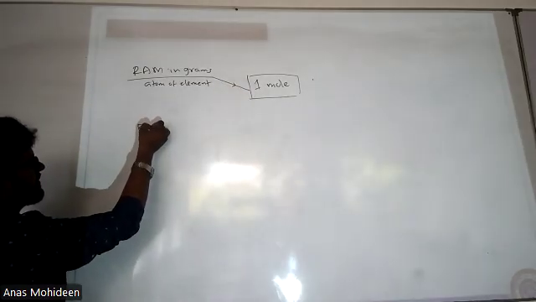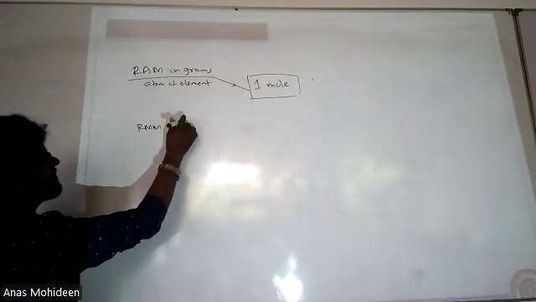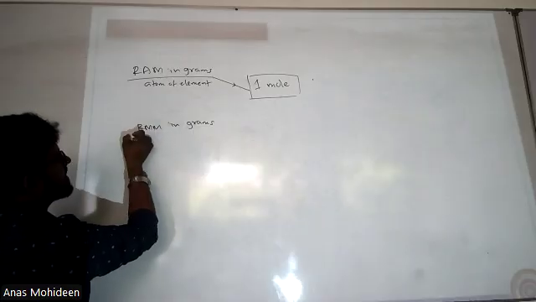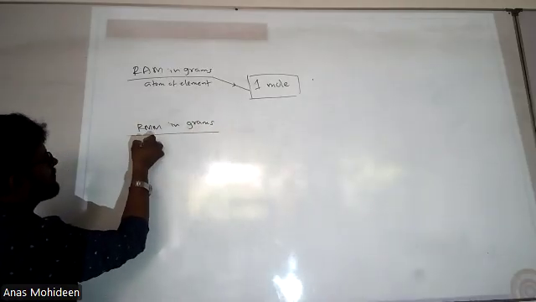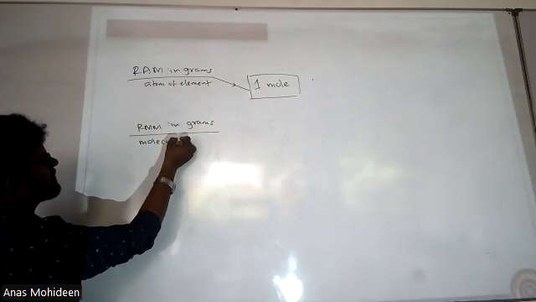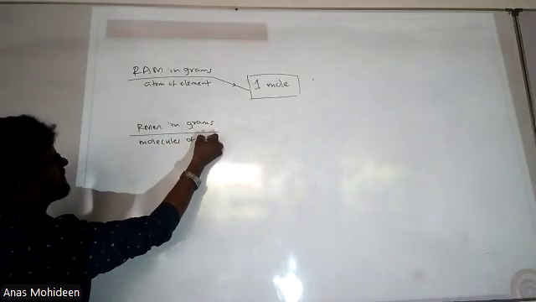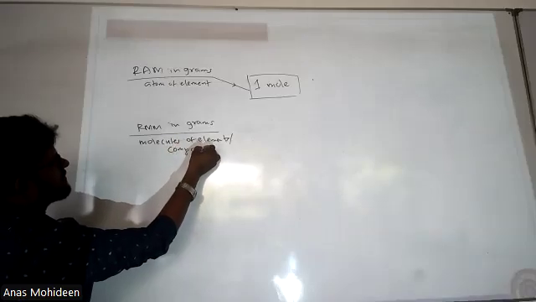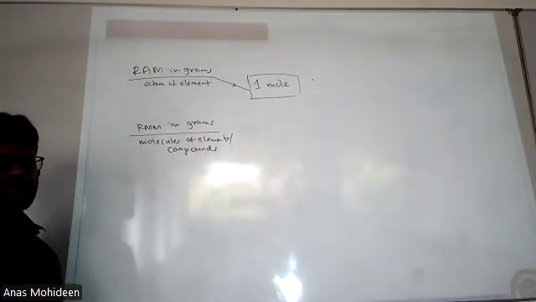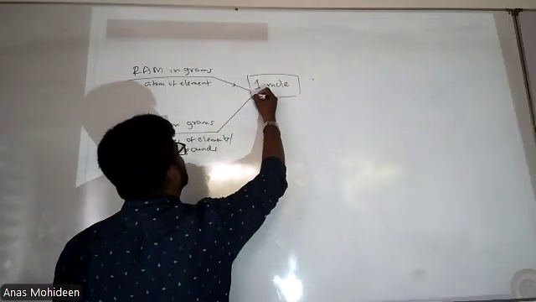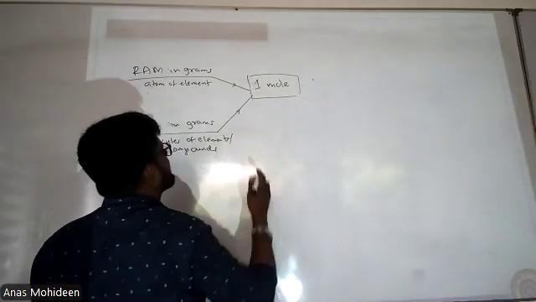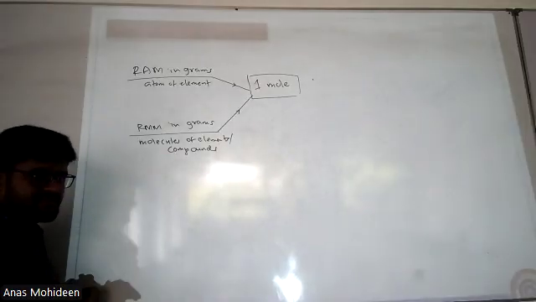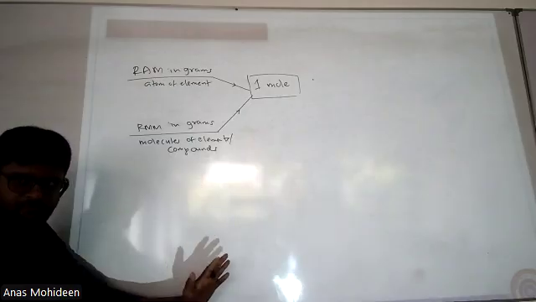Same way, relative molecular mass we take in grams. And this is taken for whom? Molecules of elements or compounds we take. And if this is taken in grams, also we say it contains 1 mole. 1 mole. Example. That means, now if you want to be very clear, we have to build up.